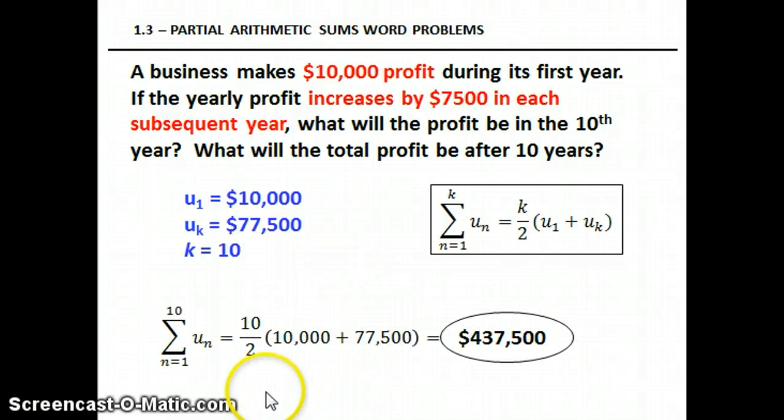Okay, if you plugged everything in right, you're going to have 10 over 2 times 10,000 plus 77,500. You add those, multiply by 5, and you should get that the total profit after 10 years would be $437,500. Quite a profit, I would say.